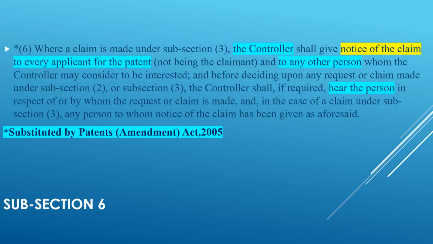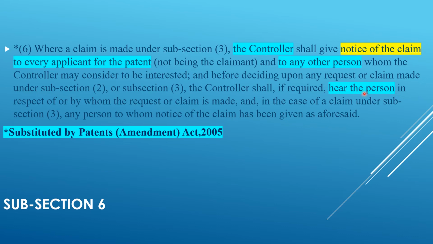Subsection 6 says, where a claim is made under subsection 3, the controller shall give notice of the claim to every applicant for the patent, not being the claimant, and to any other person whom the controller may consider to be interested. And before deciding upon any request or claim made under subsection 2 or subsection 3, the controller shall, if required, hear the person in respect of or by whom the request or claim is made, and in the case of a claim under subsection 3, any person to whom notice of the claim has been given as aforesaid.